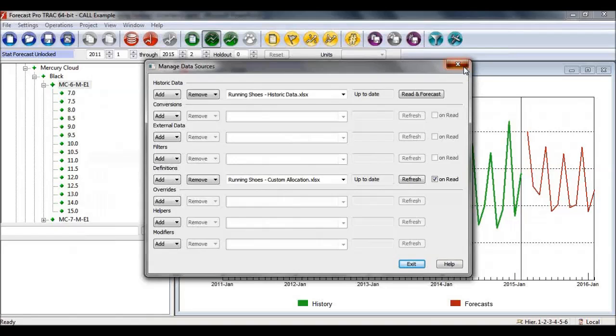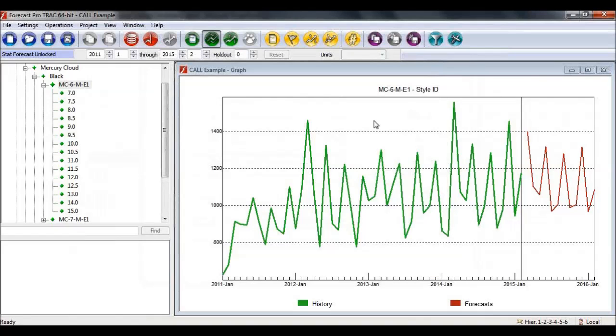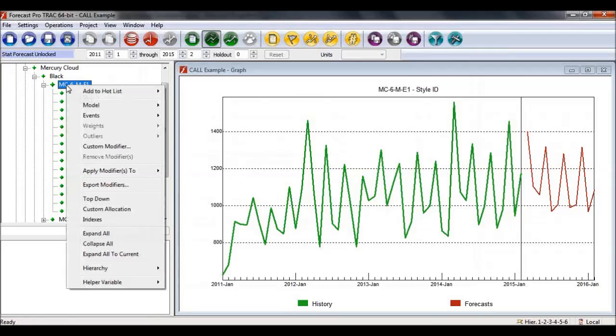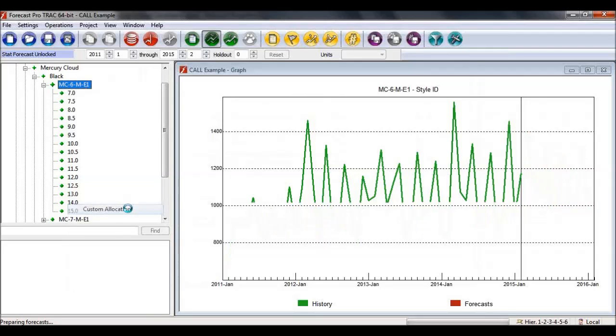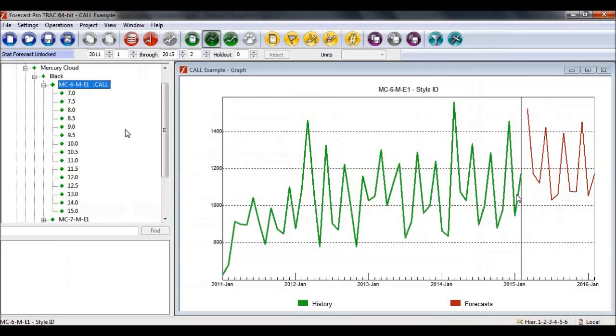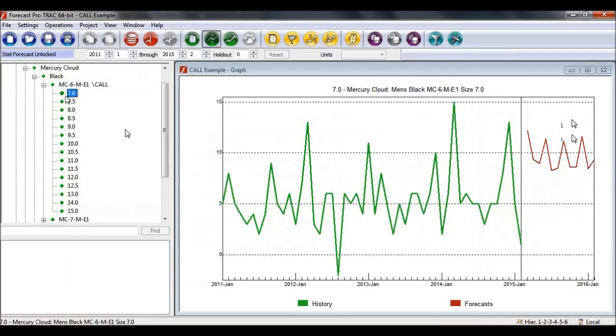Okay? So with the custom allocation now loaded into Forecast Pro, what I can do is go over to this item. I can right-click on it, and instead of choosing the top-down like I did last time, I'm going to choose custom allocation. In this custom allocation, we'll put on a different modifier. You'll see the forecast will change. Again, it's maintaining the seasonality and the pattern that we want. But now when I go to these lower volume items, you can see that it's actually applying the pattern to it at the percentages that I told it to.